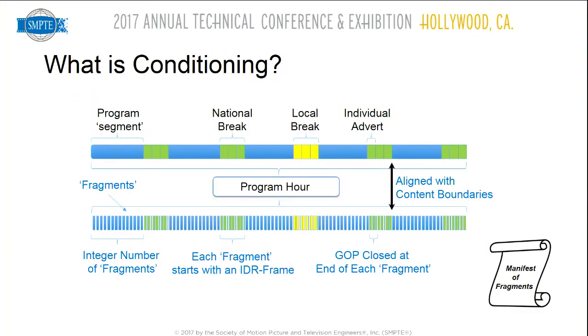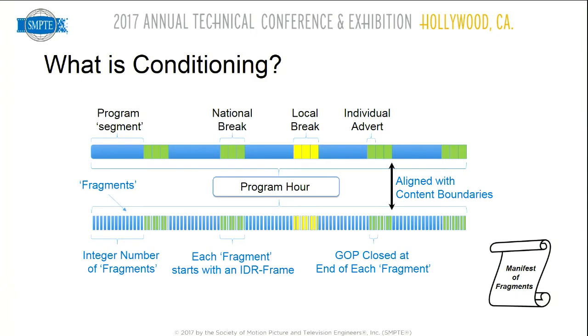So what is conditioning? At the top there, you'll see a typical program half hour. You have your program segment in blue, and then you have your national ad breaks, and your local break, and even individual adverts delineated. And so what happens when that's converted for OTT delivery is it's broken up into fragments, and these are files so that it can be sent over the internet. They're sent over HTTP, so they look just like a web page to most of the equipment, which is the whole point.